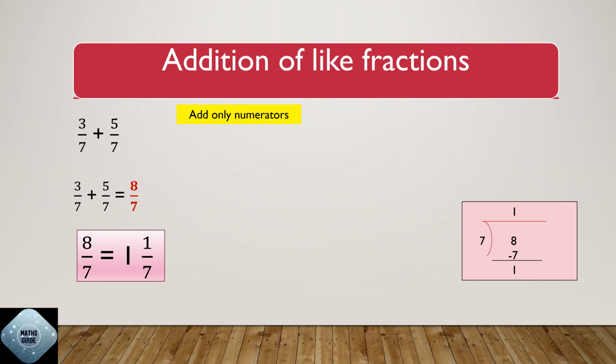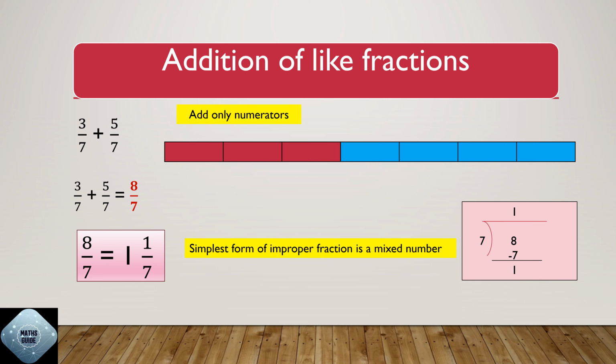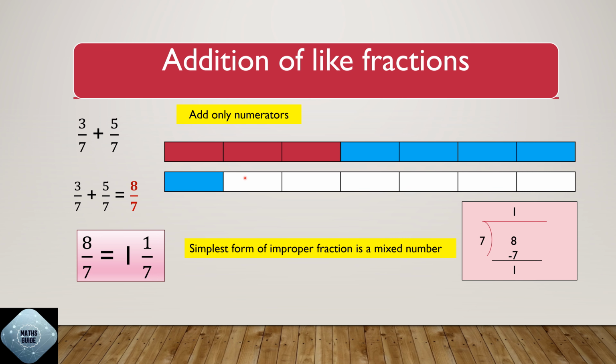Now let's see this diagram. It also represents 1 whole 1/7. When I shaded these 3 parts and 5 more parts, then I got 1 whole and 1/7 parts.